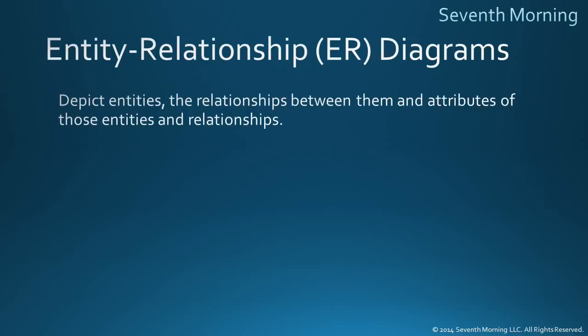All right, moving right along. The next type of diagram we'll cover is called the Entity Relationship Diagram, or ER diagram for short. This kind of diagram depicts entities, which are essentially things, and the relationships between them, along with attributes of those entities and relationships. We use them extensively in business analysis, primarily as a way to start thinking of modeling data.